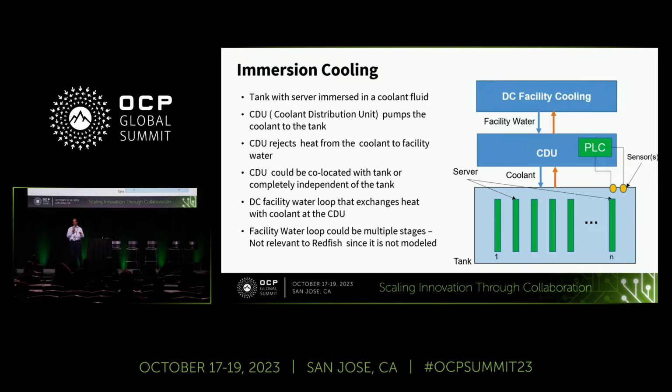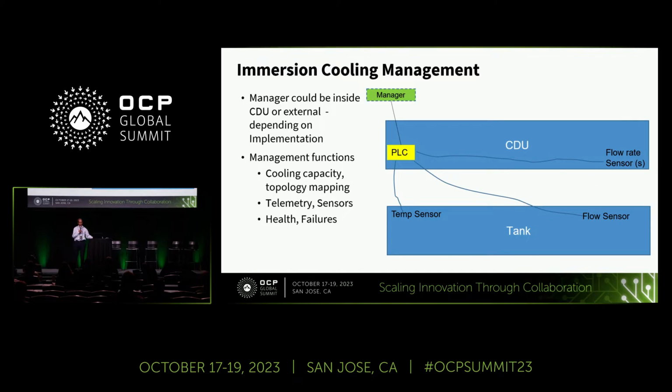And if you were in some of the previous sessions that talked about PFAS and two-phase solutions, two-phase will be a little bit easier than that because there will be no CDU. It will just be a condenser, and then you go straight into the facility loop. The facility loop typically is multiple stages. I oversimplified the picture just to make it easier, because sometimes there are multiple stages in the data center as it goes out. But from a manageability standpoint, again, it doesn't matter, right?